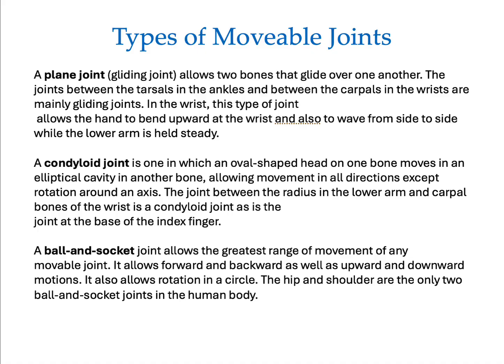A ball and socket joint allows the greatest range of movement of any movable joint. It allows forward and backward as well as upward and downward motions. It also allows rotation in a circle. The hip and shoulder are the only two ball and socket joints in the human body.